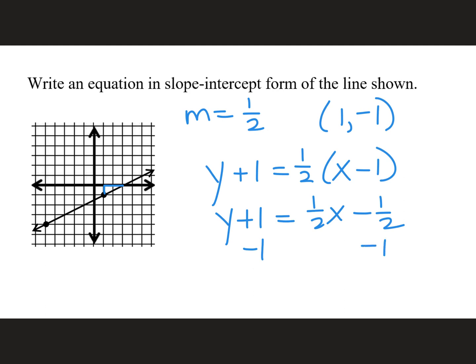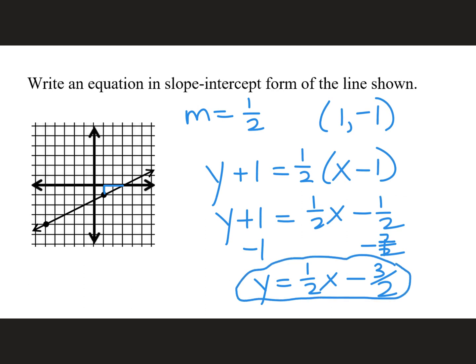Minus 1 minus 1. So I get y equals 1/2 x minus, I'm going to make this into 2/2 so that I have the same denominator. It looks like 3/2. Or I could just say minus 1/2. And does that look like that's kind of where it's going through the y line? Yeah. So there you go. That's how you do that.